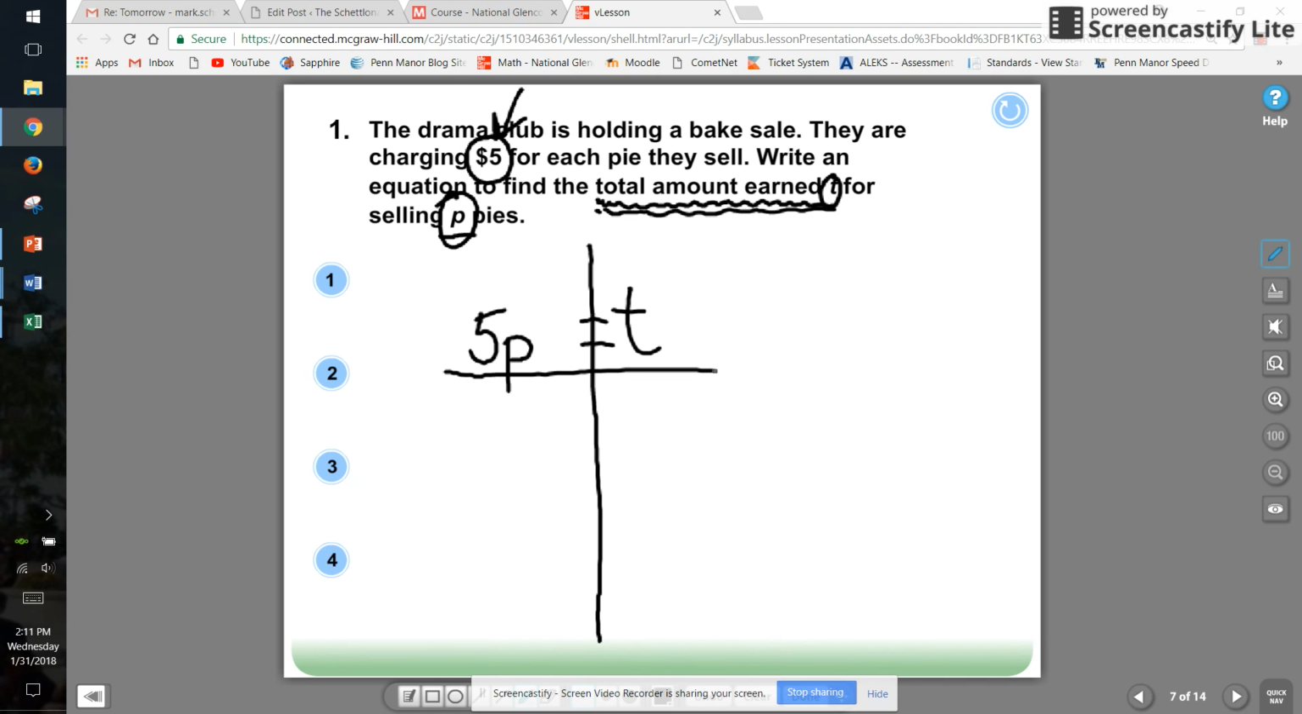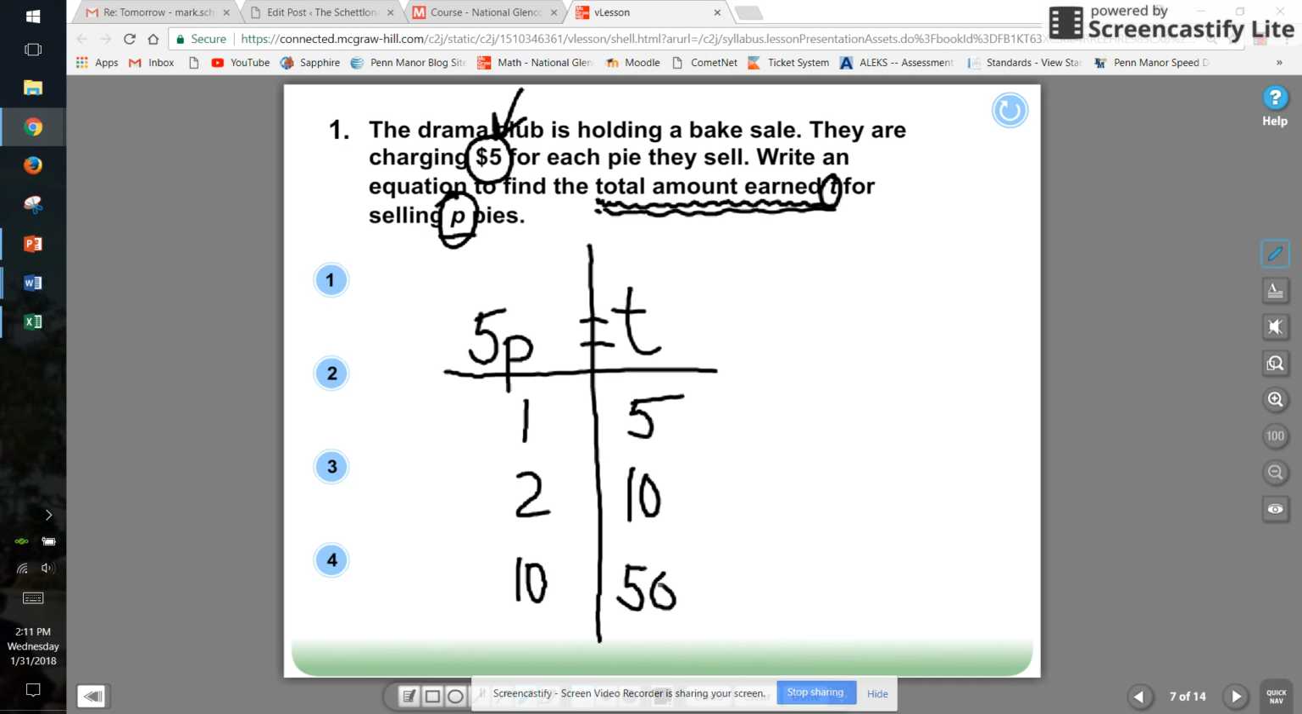If I buy 1 pie, the total cost would be $5. Makes sense so far? 2 pies would be $10. These are cheap pies, by the way. And if I bought 10 pies, that would be $50, which still is a pretty good bargain for 10 pies. That's how you do this type of problem.